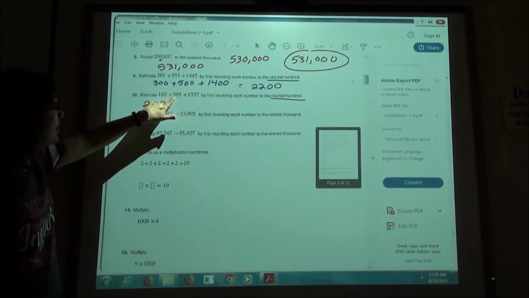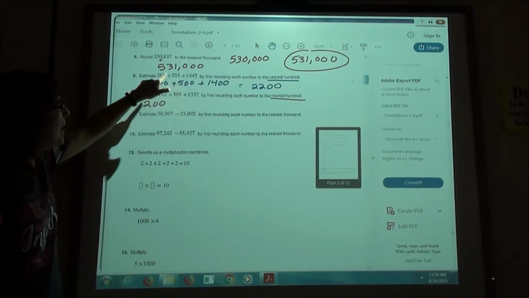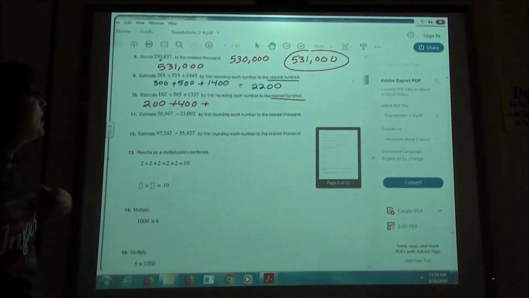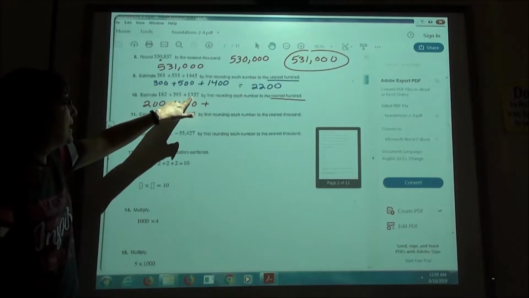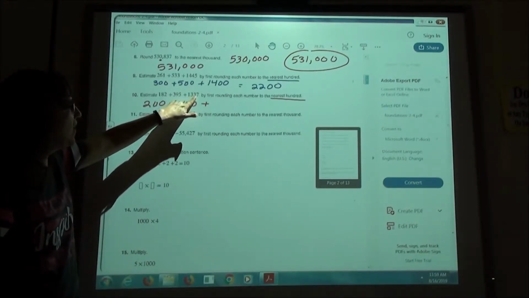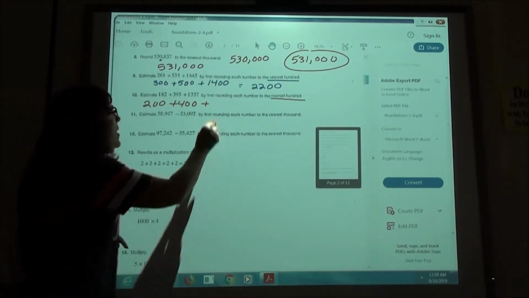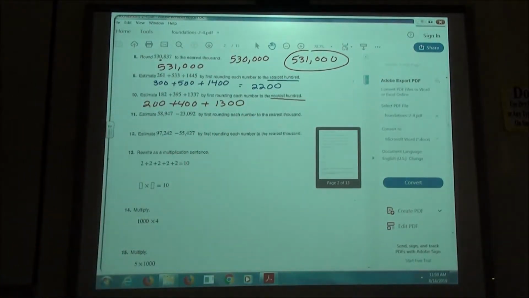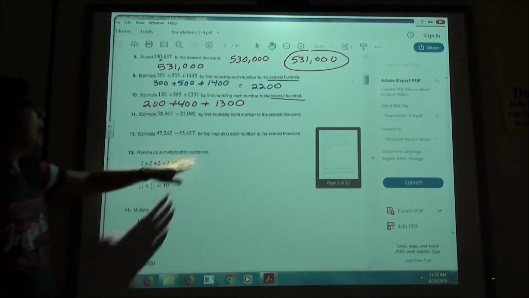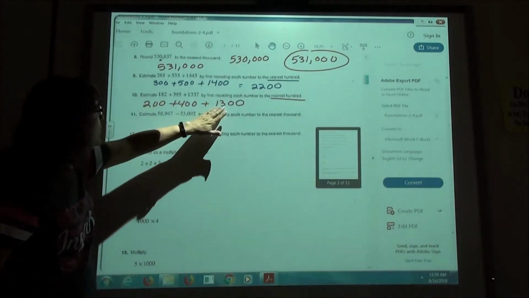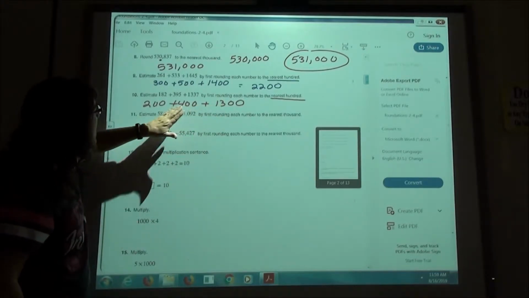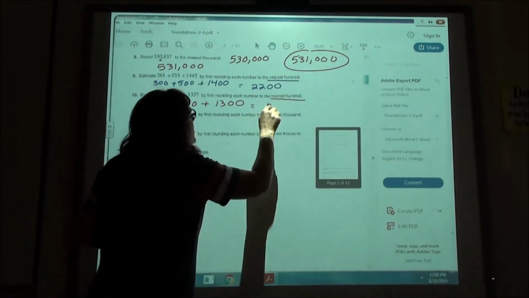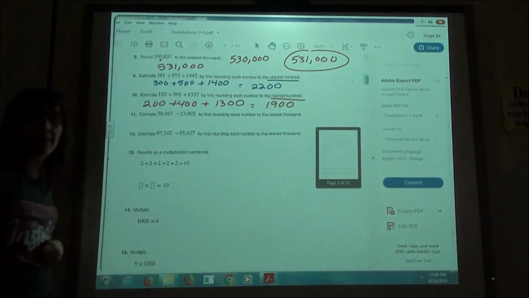395, again, there's a 3 in the 100 spot, but since it's followed by the 9, I got to round it up again. So 400. And 1,337, the 3 is in the 100 spot. Because it's followed by a 3, we're going to leave it alone. So 1,337, we're going to round off to 1,300. Again, I'm just going to take my numbers, ignoring the hundreds, and add those together. So 13 plus 4 would be 17, plus 2 would be 19, and so 1,900 would be my estimate.